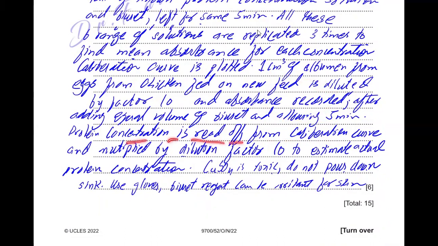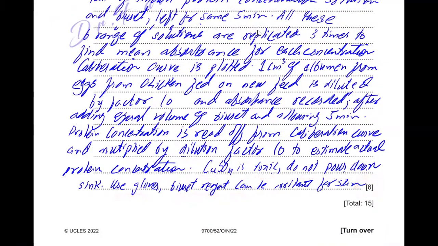The protein concentration is read off from the calibration curve and multiplied by the dilution factor, which was 10, to estimate the actual protein concentration. So this is all the procedure and the variables and reliability as well. But what about the safety? Safety again, you need to keep in mind, since copper sulfate is being used, it's toxic. Do not pour this down in the sink. Use gloves, because biuret reagent or even copper sulfate can be irritant for the skin.